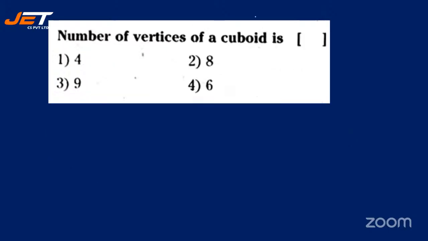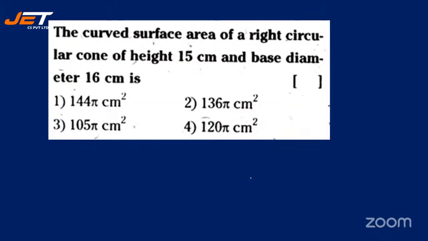Number of vertices of a cuboid is dash. So this is a theory question. Nothing needs to be worked out in this. Number of vertices of a cuboid is dash. Is it 4? Is it 9? Is it 8? Or is it 6? Yes. Let's see. It is 8. All right. Let's move on to the next question.